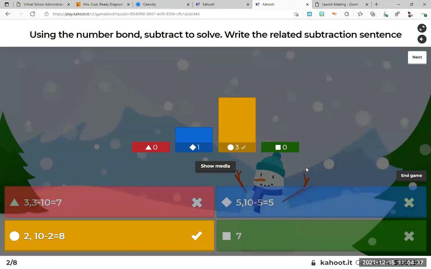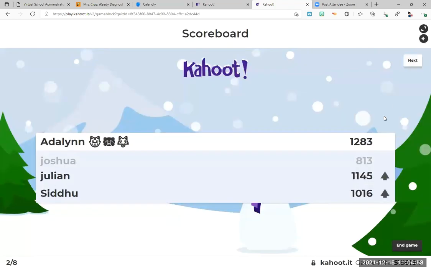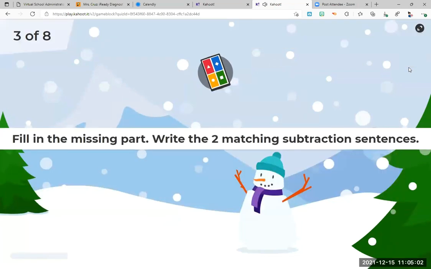If you chose the blue one, 5 would not work in that number bond. It wouldn't make any sense, right? 8, 2, 5, that wouldn't make any sense. So they don't add up together. They don't solve each other. They wouldn't make a true equation. Number bonds are true equations. All right. So let's see how we did. Let's try the next one.